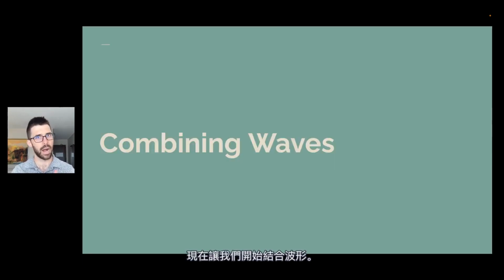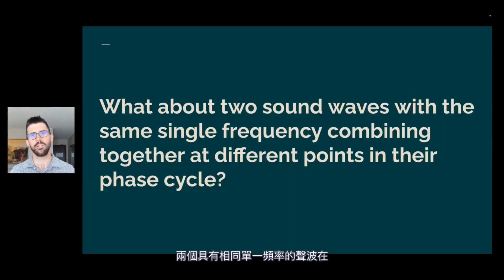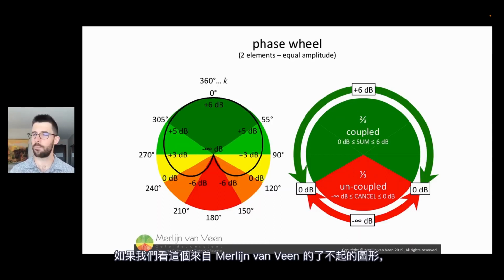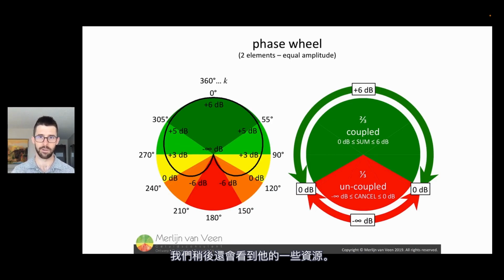Now let's start combining waves. What about two sound waves with the same single frequency combining together at different points in their phase cycles? And we'll also clarify here, let's make it equal amplitude, so it's equal strength levels as well. So if we look at this phenomenal graphic from Merlin Van Veen, we'll see some of his resources later on as well. He's a phase genius.